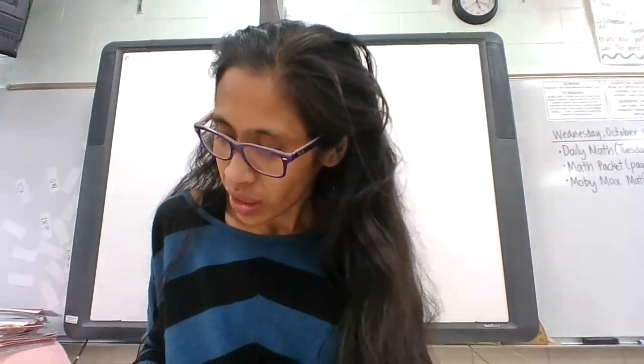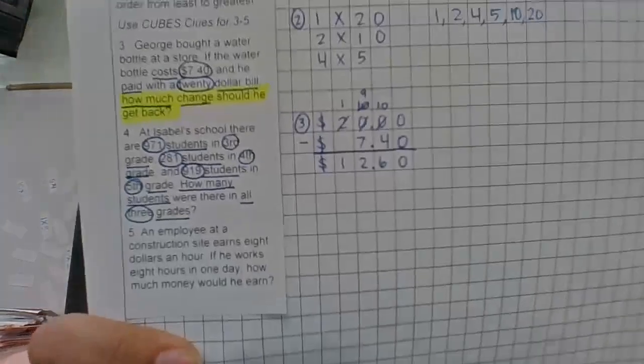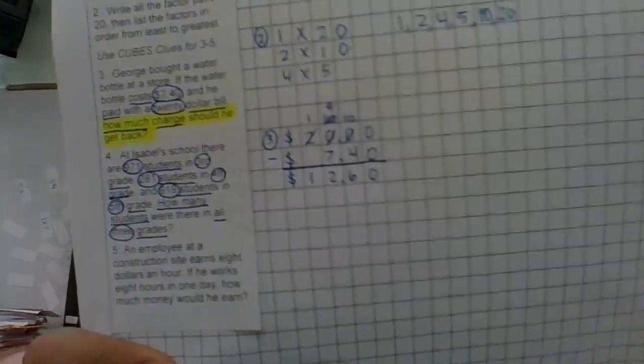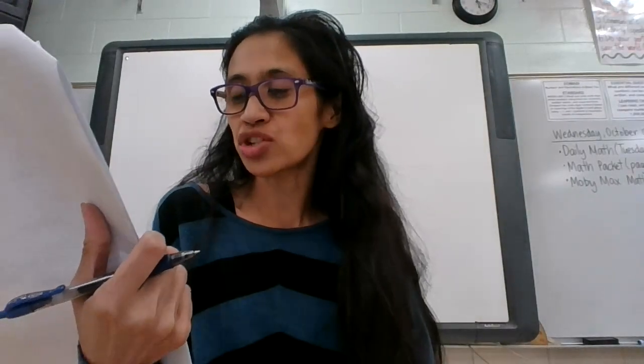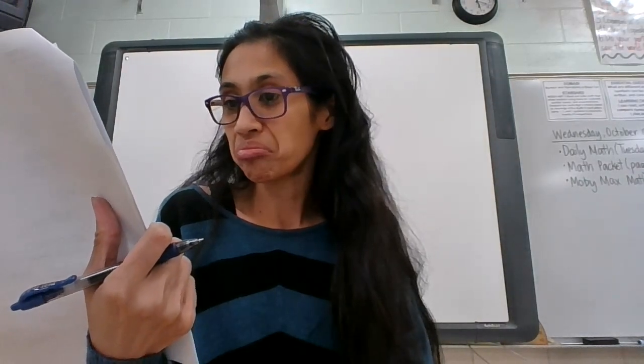So I'm going to underline the units. So students, grade. Students, grade. Students, grade. Students, grades. I'm going to underline how many. And I'm also going to underline all. So these are all the keywords I found. If there are any other keywords you found, go ahead and underline those as well. Now the E step is to eliminate unnecessary information. I don't see any, so I'm good. All right, now to solve and check.